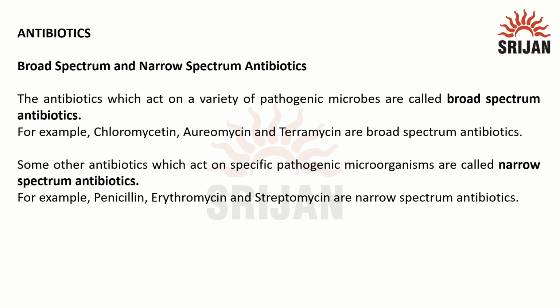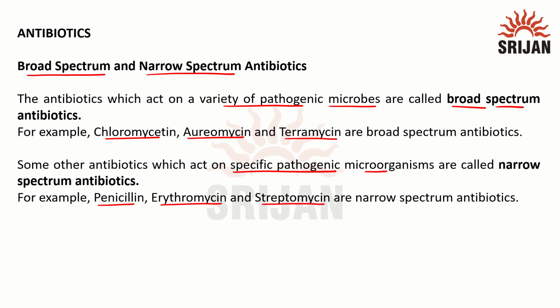Now there are broad spectrum antibiotics and narrow spectrum antibiotics. The antibiotics which act on a variety of pathogenic microbes are termed broad spectrum. That means these are not specific for one bacteria, they just prevent the growth of most of them. Examples include chloromycetin, aureomycin, terramycin, etc. A narrow spectrum antibiotic is against specific pathogenic microbes. Examples include penicillin, erythromycin, streptomycin, etc.